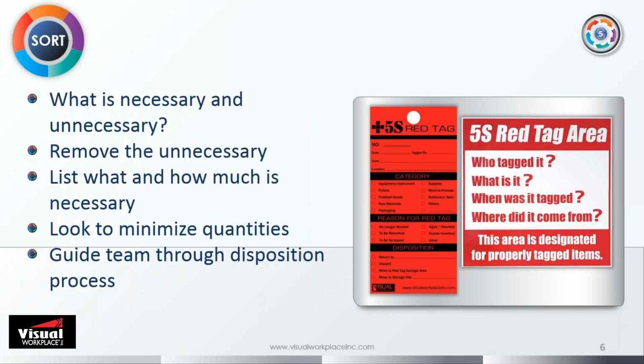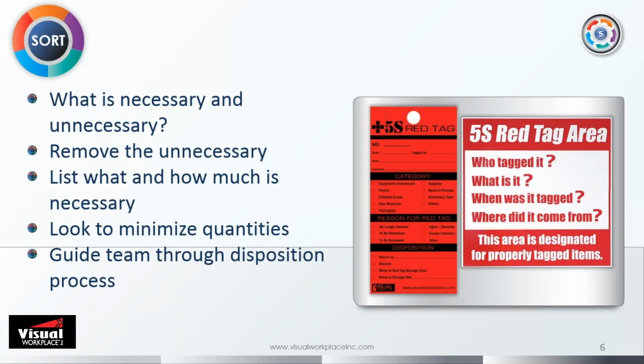But again, what I would encourage you to think about a little bit differently is listing out what is necessary and how much. I think sometimes we forget to look at the quantities that are necessary and really want to try and minimize those whenever we can. Listing out how much is necessary matters because just because you have an area identified for a particular object, you can have too many of those objects in that area.